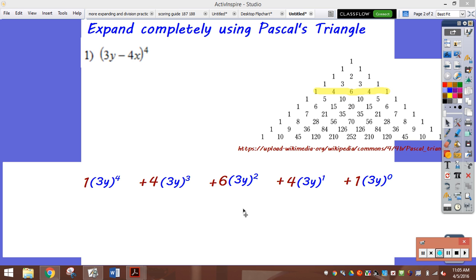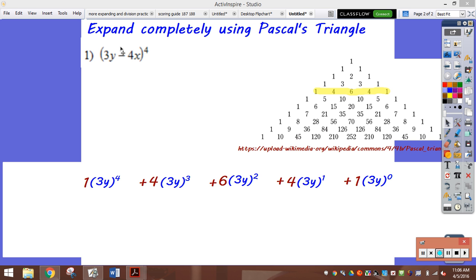All right, so just to repeat that pattern, the first term in our binomial for the first term of the polynomial will be raised to the same exponent as your original. And then your exponent goes down by 1 for each subsequent term. So 3y to the fourth, third, second, first, and then 0.